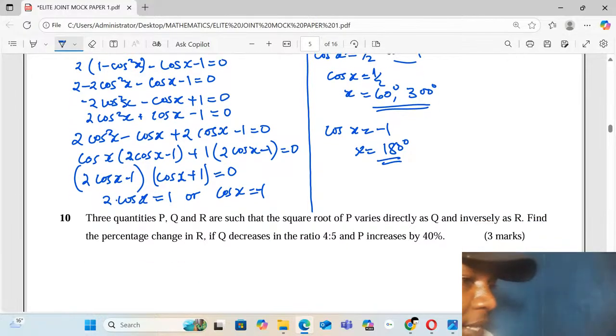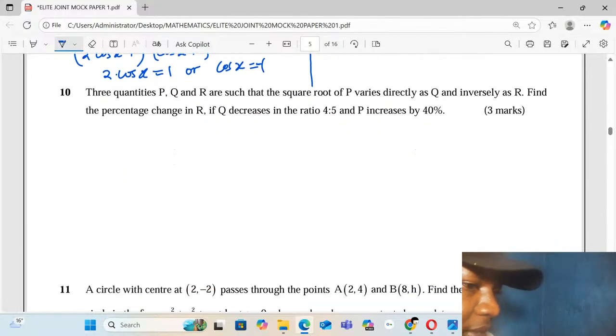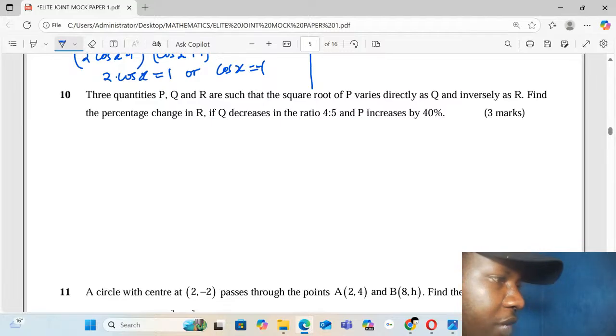for number 9. Then we have number 10. Three quantities P, Q, and R are such that the square root of P varies directly as Q and inversely as R. Find the percentage change in R if Q decreases in the ratio 4 to 5 and P increases by 40%. So this is what it means.